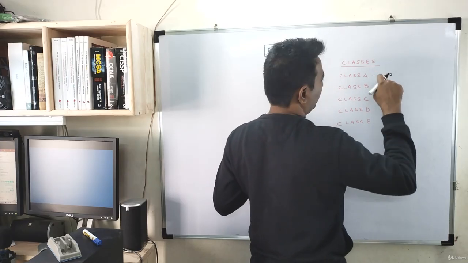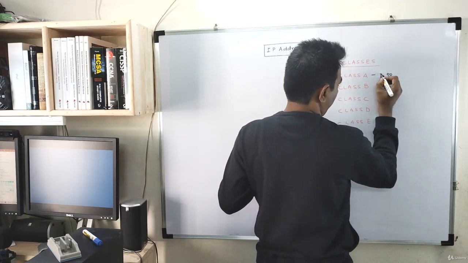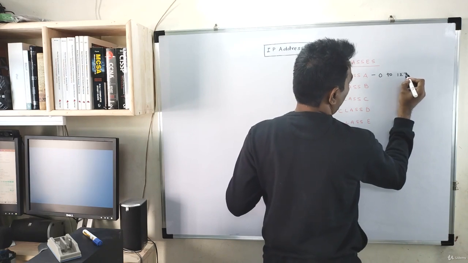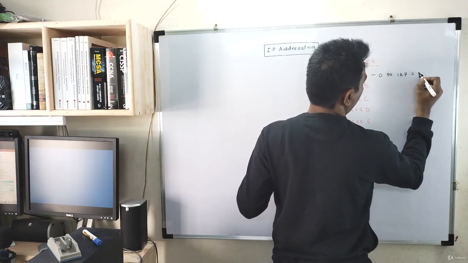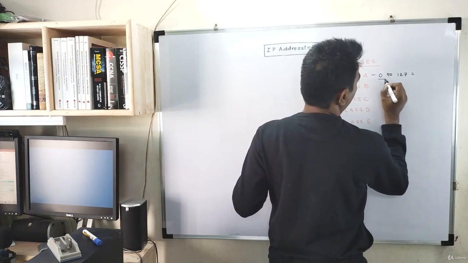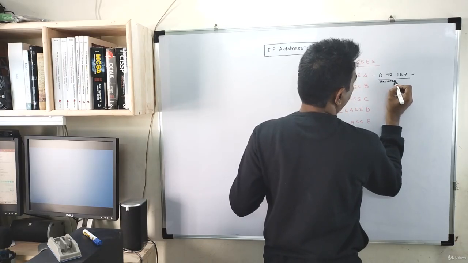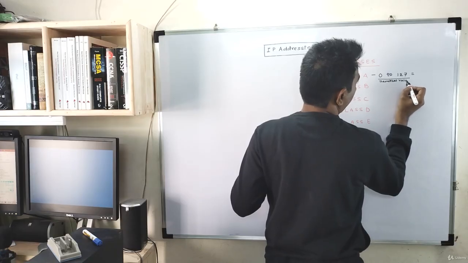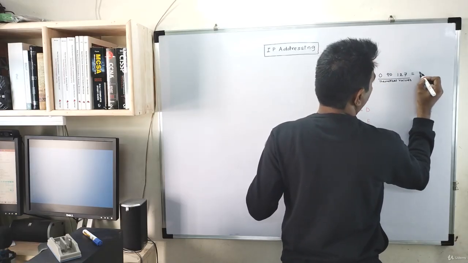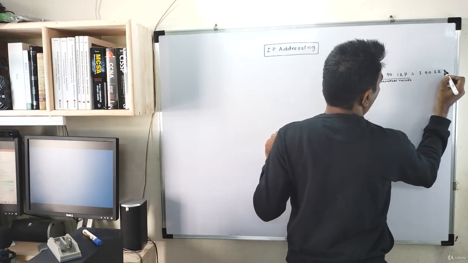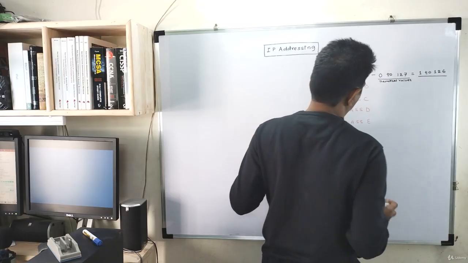So let us put the calculated values, so 0 to 127. Of course, now you know that. So these are theoretical values, but practically only 1 to 126 addresses can be used, right?